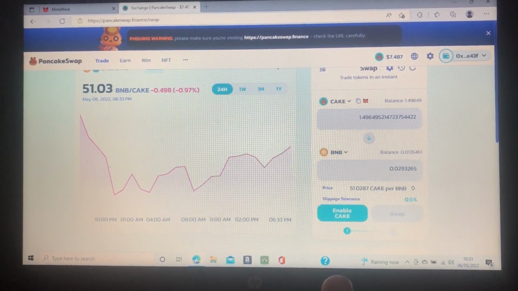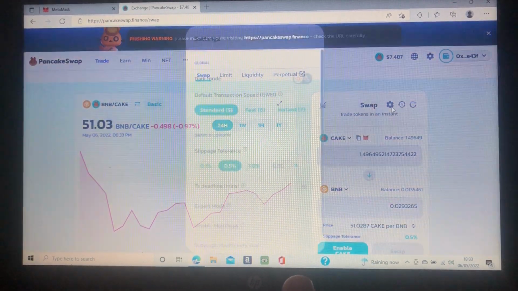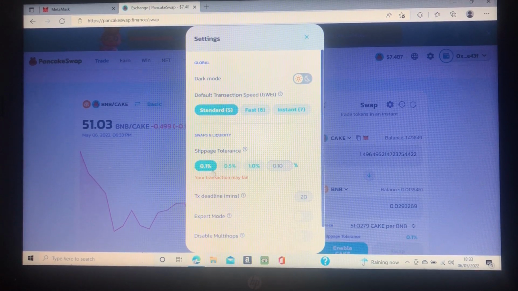All right, let's move over to another one. You could set your slippage here automatically. You could put 0.1, 0.5. If it's too low, it may fail.